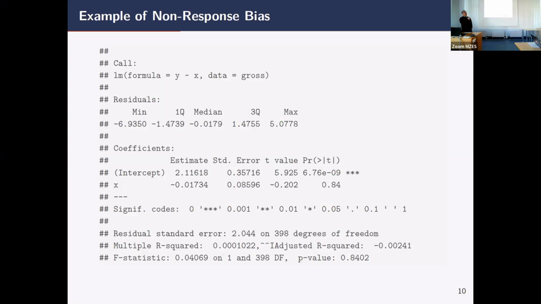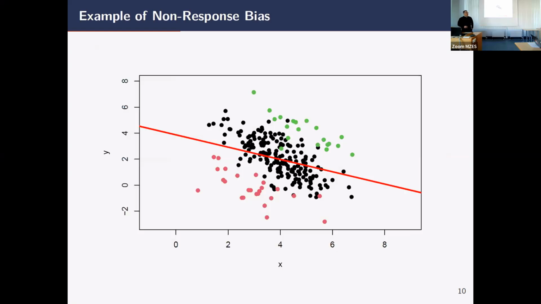This is just the R output for the regression on the gross sample. You see here that the coefficient is somewhere around 0, and it's not significant. Okay, now non-response happens, and we have a disproportionate non-response in the green and in the red. And now the regression line takes on some slope.